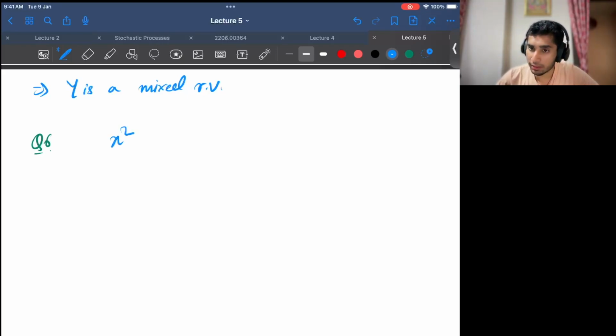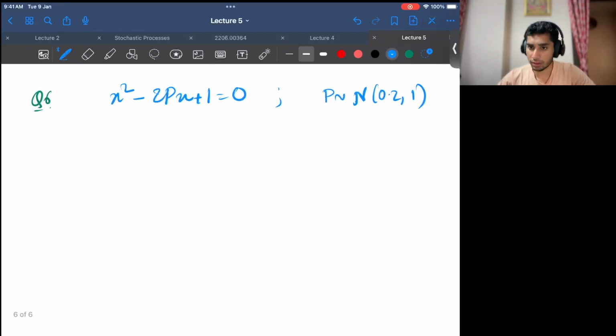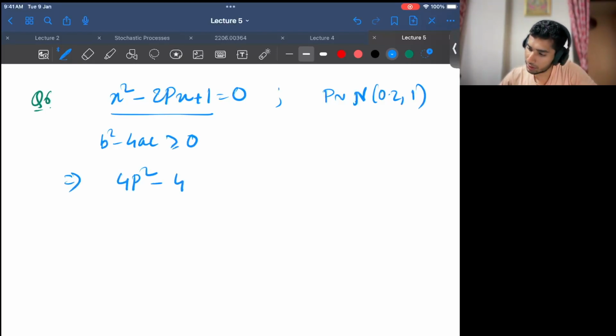So this is your quadratic equation, x squared minus 2px plus 1 equal to 0, and p is normally distributed with mean 0.2 and standard deviation of 1. For the roots to be real, you need b square minus 4ac to be greater than or equal to 0. Here b square minus 4ac is 4p square minus 4, greater than or equal to 0. This means p square has to be greater than or equal to 4, so p has to be outside the range between minus 2 and 2.